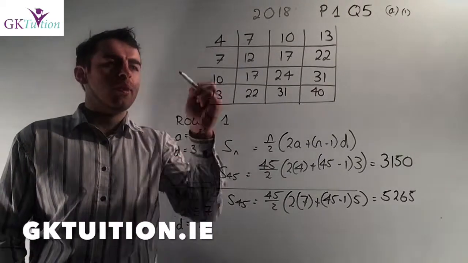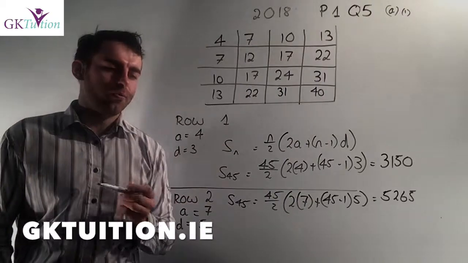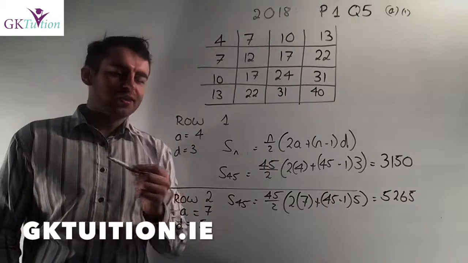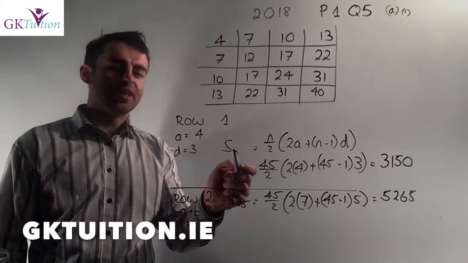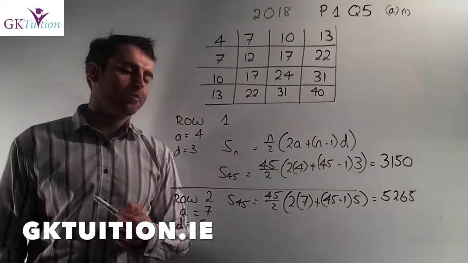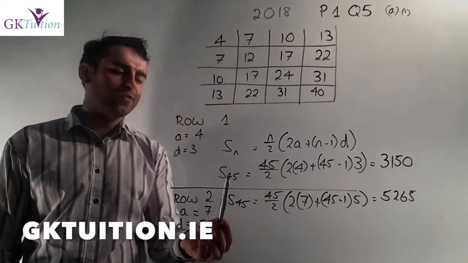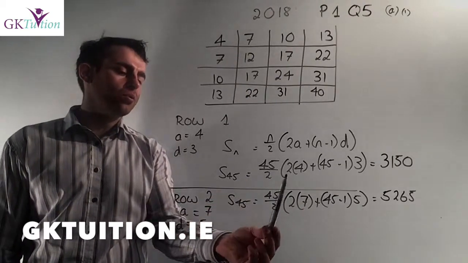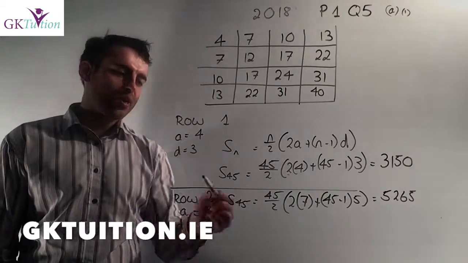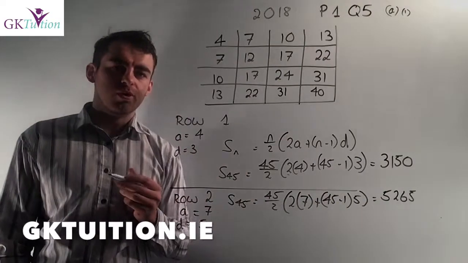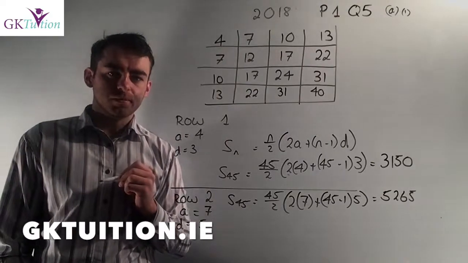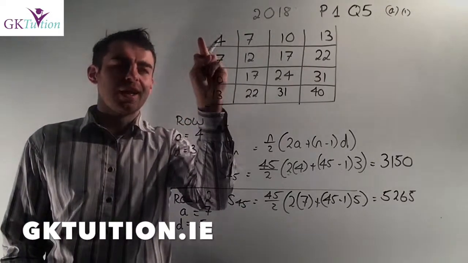So the first thing we should do is find the sum of the first 45 terms in the first row. In row number 1, the first term is 4 and the common difference is 3. To get the sum of the first 45 terms, we just sub into the formula for Sn. Sn is equal to n over 2 times (2a plus (n minus 1) times d). You'll notice here I've subbed in to find S45. It just becomes 45 over 2 times (2 times 4 plus (45 minus 1) times 3). If you plug into that formula, you get 3150. So the first 45 terms in this row add up to 3150.